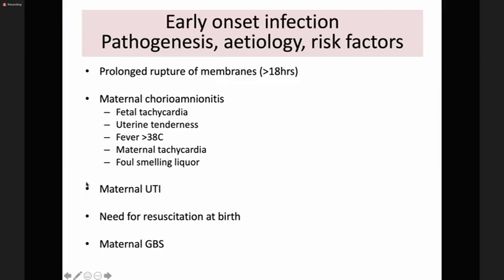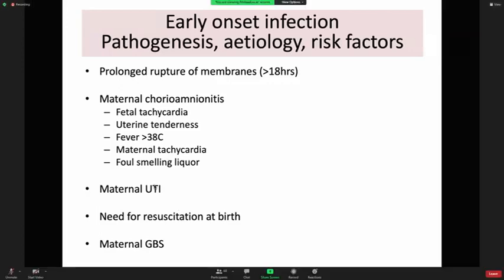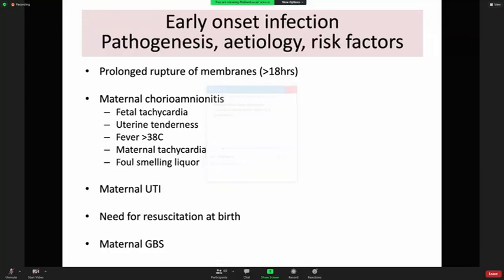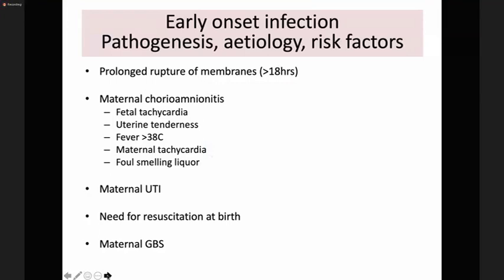Again, maternal UTI, right? Because you know the urethral tract as well as the cervix or the entrance to the uterus is close by, and there can be ascending infection. The need for resuscitation at birth, maternal group B streptococcus, all these are risk factors for early onset infection, right? So what you have to remember is early onset infection is predominantly to do with maternal issues.